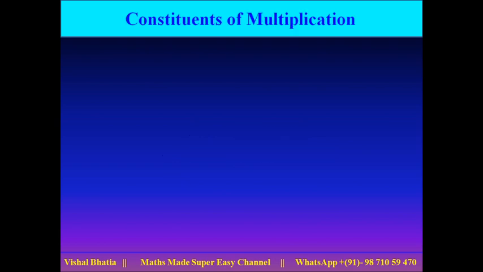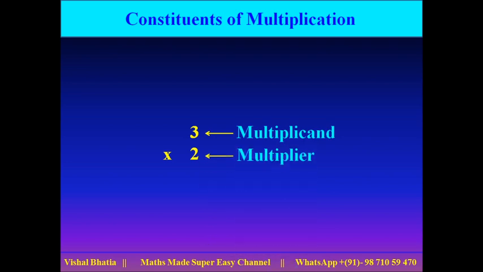Let's look at the constituents of multiplication. Let's say we are multiplying 3 by 2. 3 is called the multiplicand and 2 is called the multiplier. If 2 were being multiplied by 3, then 2 would be the multiplicand and 3 would be the multiplier.